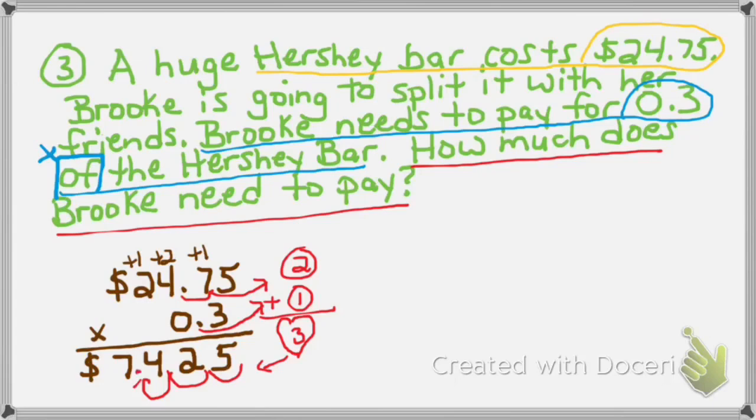So the question says, how much money does Brooke need to pay? Well, what's my answer? $7, decimal 4, 2, 5. Oh, that doesn't seem right. I never have money with 3 digits in a decimal place, because we don't in the United States have coins that are less than 1 cent.